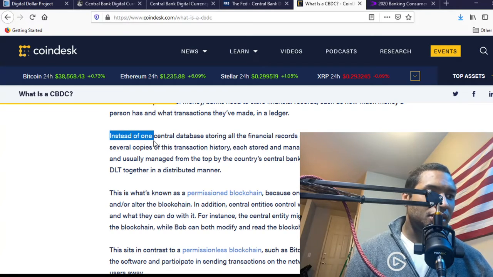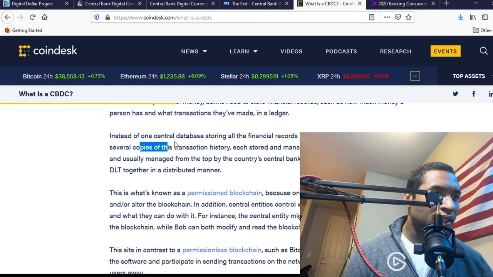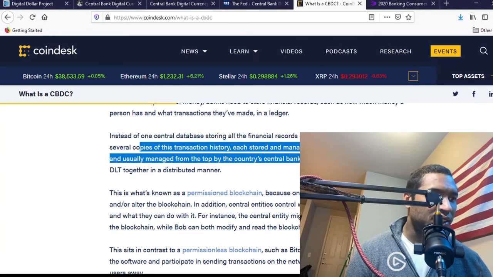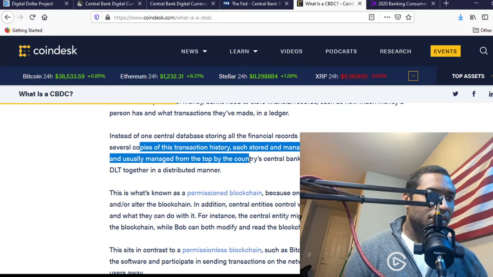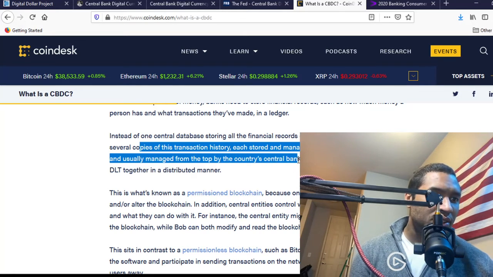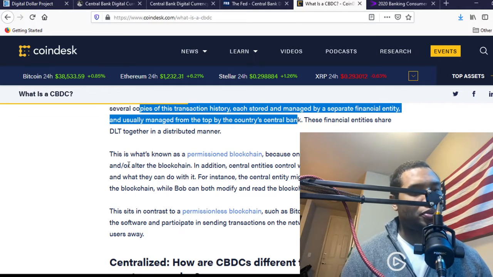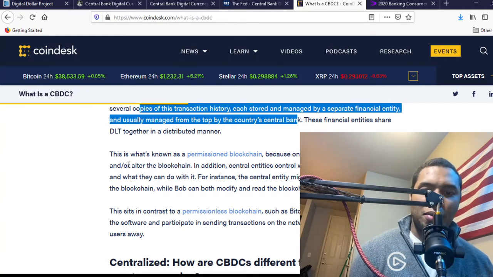Instead of one central database storing all financial records of people, DLT is composed of several copies of this transaction history, each stored and managed by a separate financial entity, and usually managed from the top country's central bank. These financial entities share DLT together in a distributed manner. So basically, all these banks will be their own entities, and they will all know exactly how much you have on hand at once.